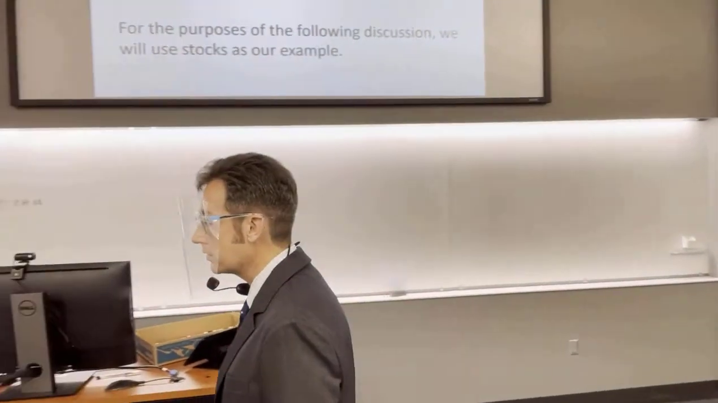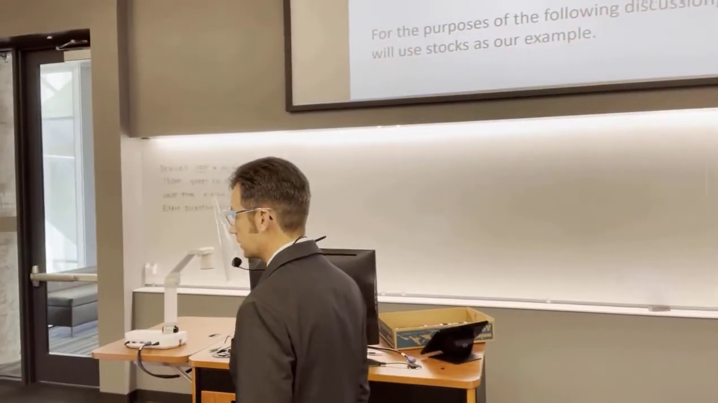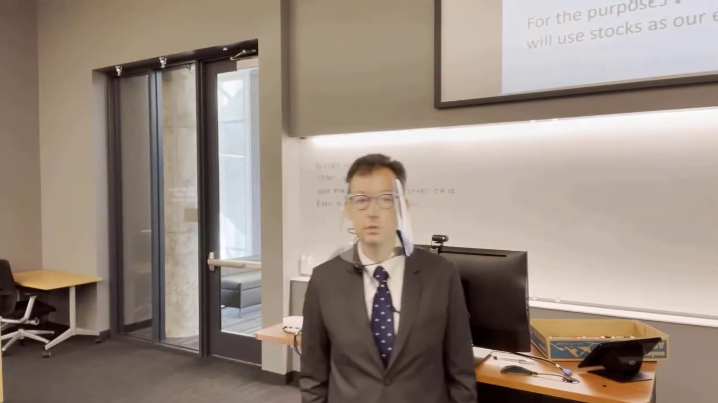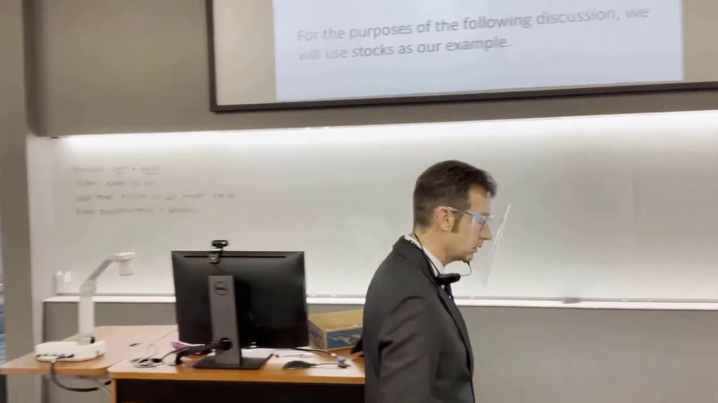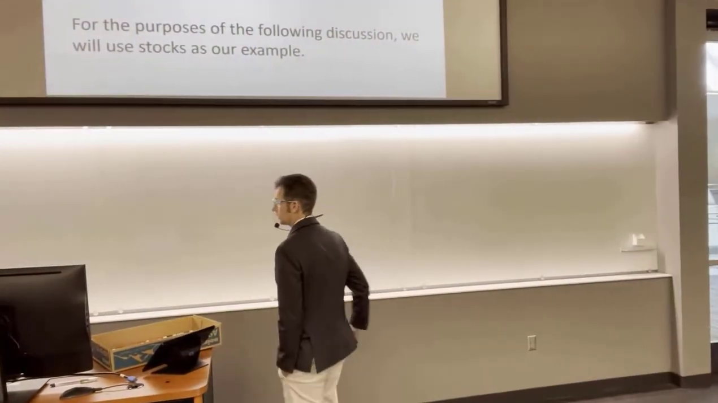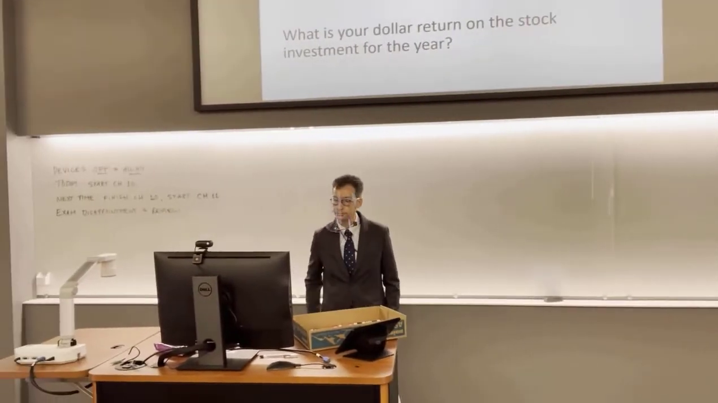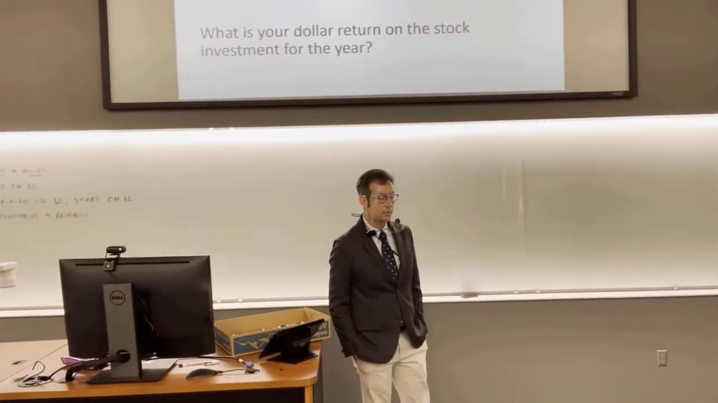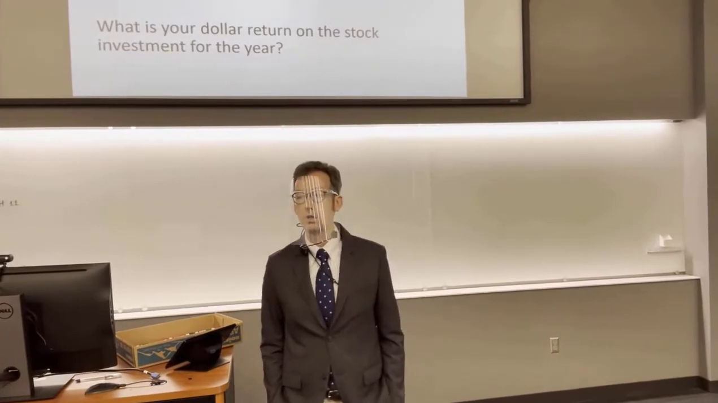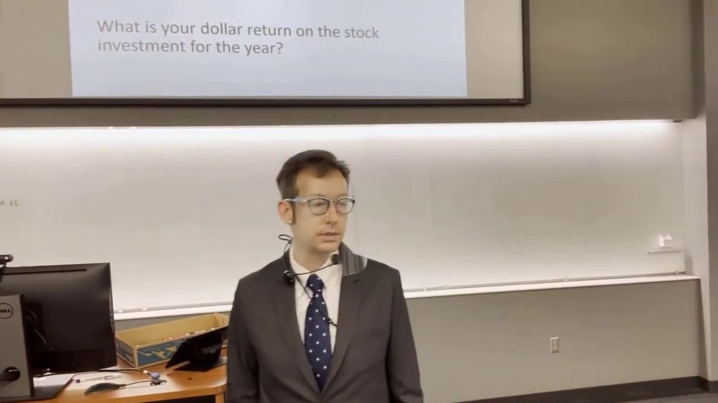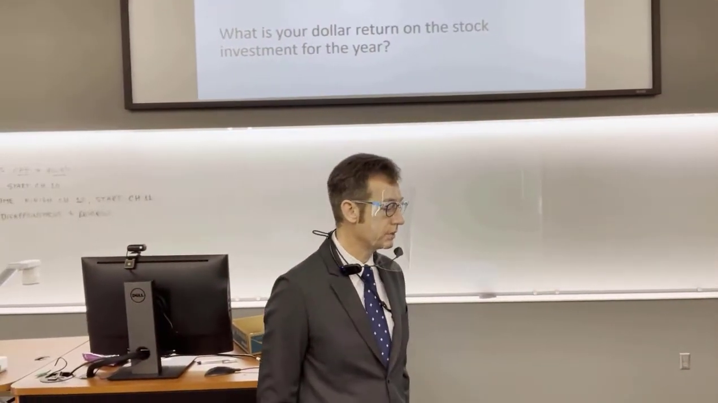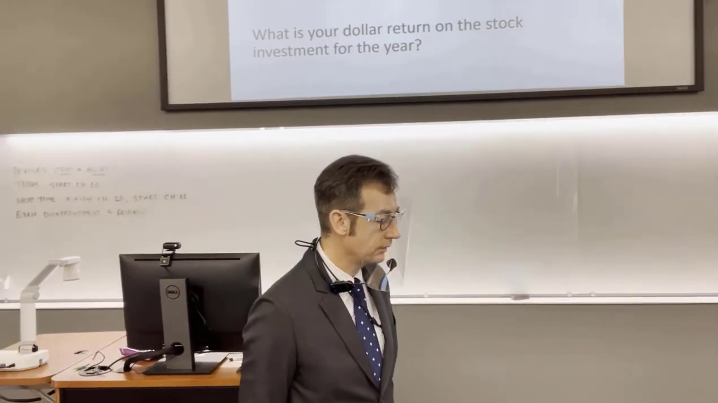Okay, so those are the two ways that we see returns. For the purposes of this discussion, we are going to talk about stocks, and we will talk about dividends and capital gains from stocks. There are a couple ways to think about returns. First of all, dollar returns. This is the total number of dollars you receive for making your investment.